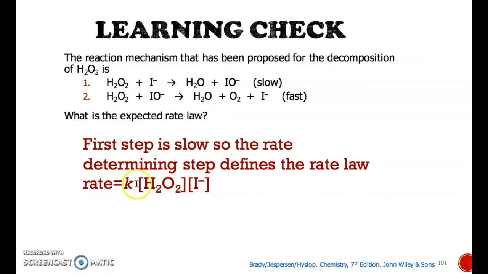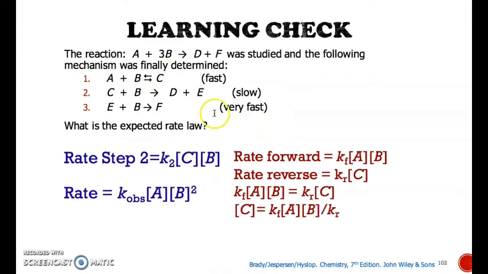Look at this. This is the rate for step 1. Because it is the slow step, we identify it as the rate law. So k here is the constant, and this is the concentration of the reactant. Look at this, the reactant, and here. And the reaction, this one, step 1, 2, and 3.